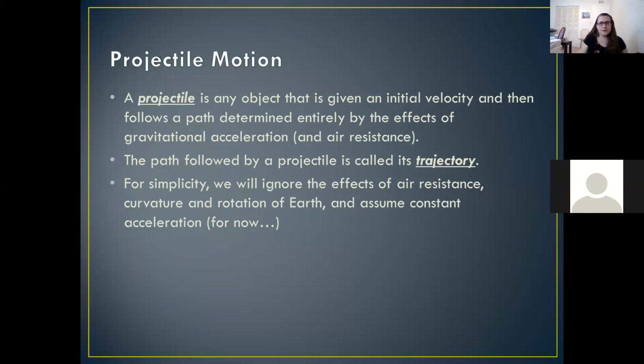But again, for simplicity, we're going to ignore the effects of air resistance, curvature and rotation of the Earth, and we're going to assume that acceleration is constant, both in the x direction and in the y direction. Okay. And that will really make our life much simpler.